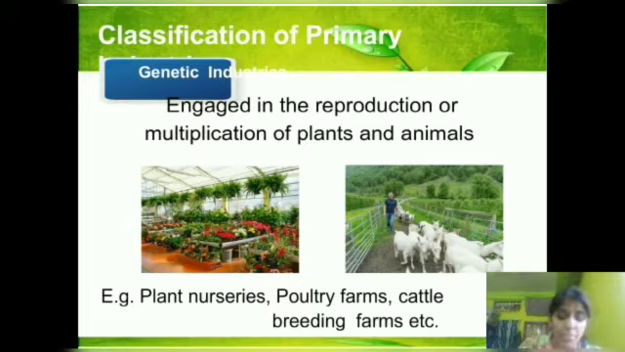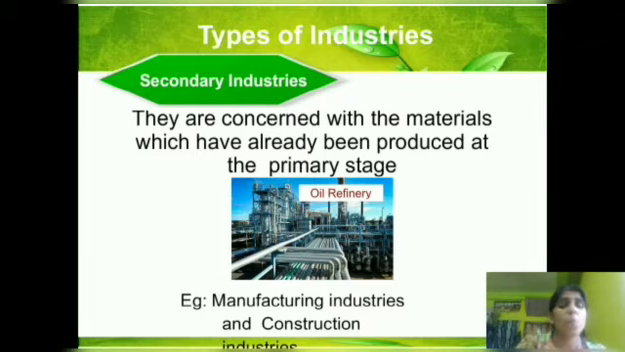See, these industries remain engaged in breeding the plants and animals for their use in future. Means further they will reproduce and then they will multiply in number. So plant nursery, poultry farms, cattle breeding, all these are examples of your genetic industry. Understood? Moving to the main category, the first one we covered primary, where we have the two subdivisions. The first one extractive, the second one genetic.